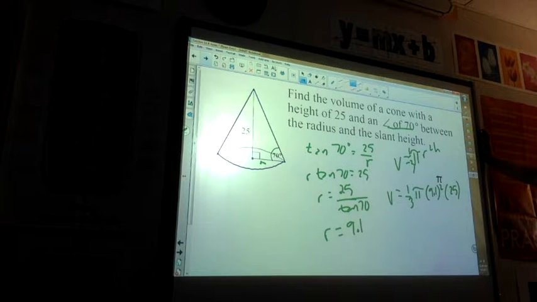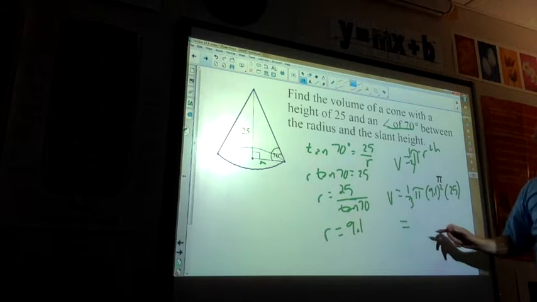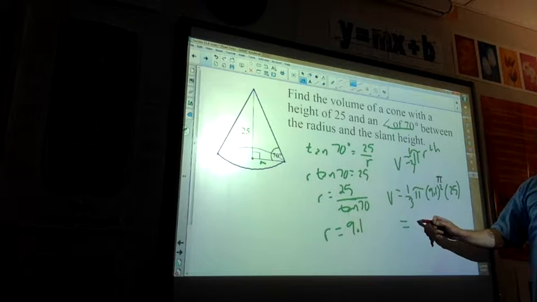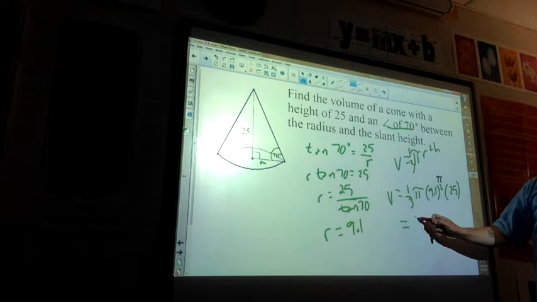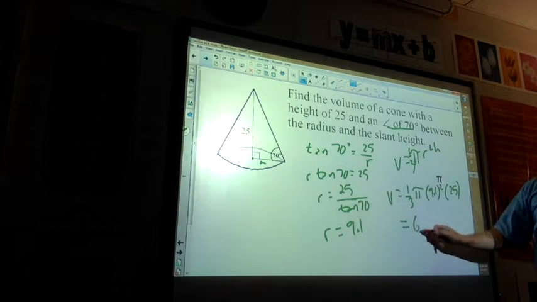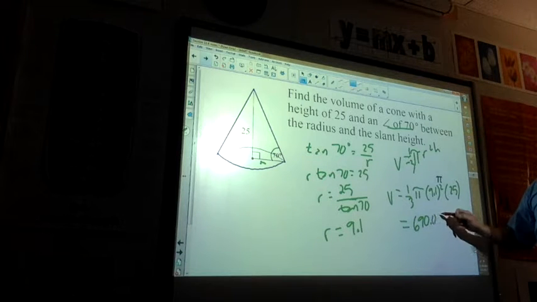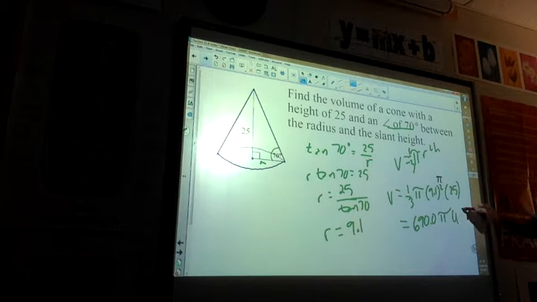And then 9.1 squared times 25 is 2069. Divide that by 3. That's 689.6, and I would round this to 690.0 pi cubic units.